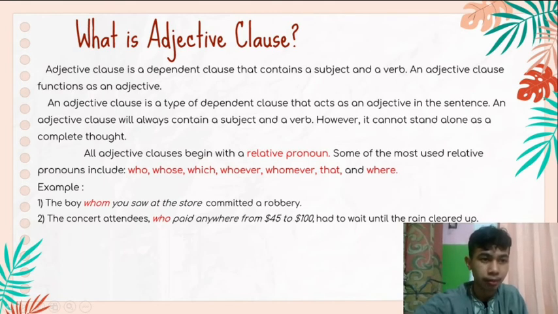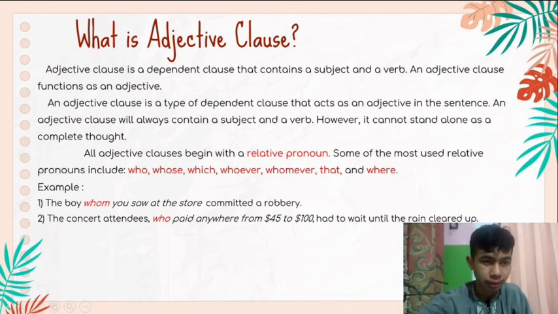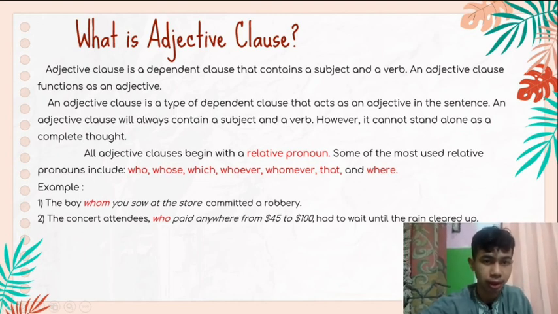And second example, the concert attendees who paid anywhere from $55 to $100 had to wait until the rain cleared up. Similarly, in this adjective clause example, the adjective clause describes concert attendees.